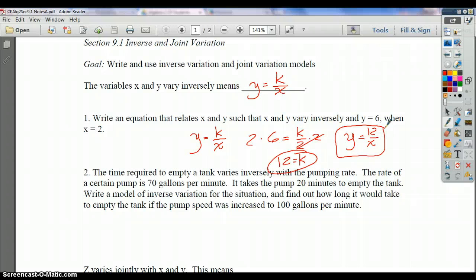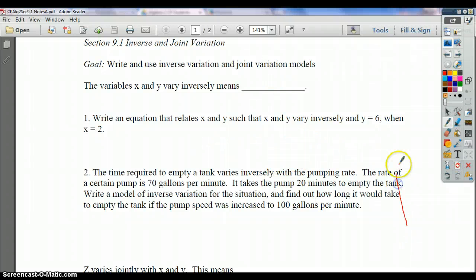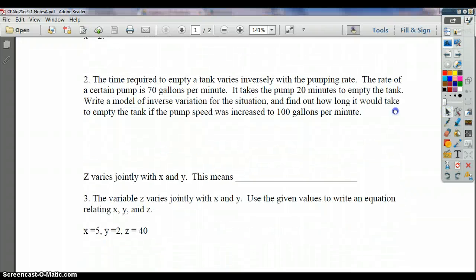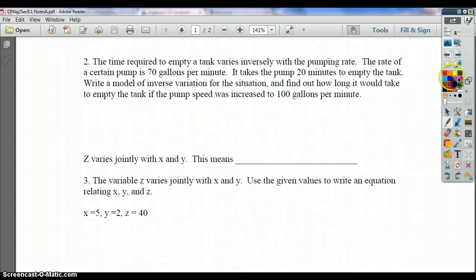And now the lovely word problems that everybody always loves. Again, okay, just read it the first time through before you start solving it. The time required to empty a tank varies inversely with the pumping rate. Right there is your equation. And it's going to take some practice till you get used to how that is supposed to be read and translated into an algebra problem.